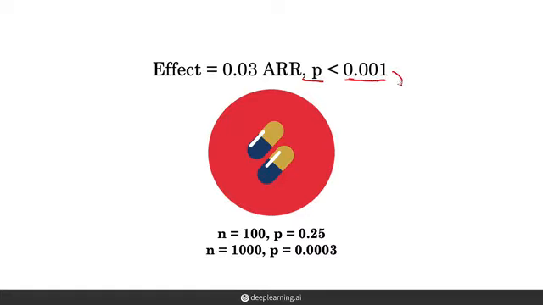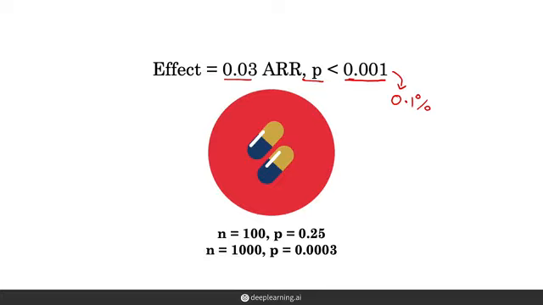It says that there is less than a 0.1% probability that we would observe a difference in risk of 0.03 or more if the treatment actually has zero effect. Because the p-value is small, we thus call this result statistically significant.